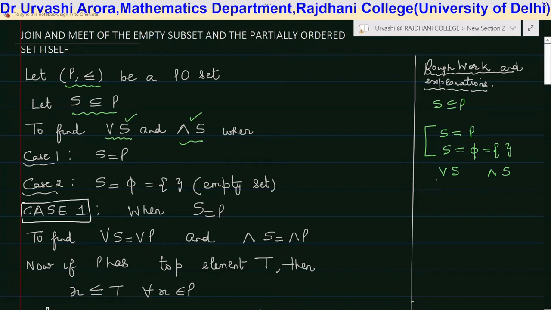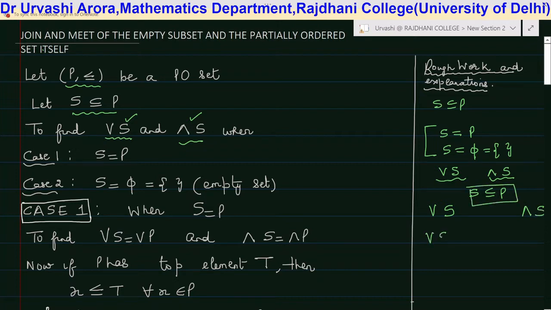So although as far as the definitions of the join of S and meet of S are concerned, where S is any subset of P, these two definitions we have already discussed in my earlier videos. They have been discussed in detail along with the relevant examples. But for the sake of this video, let me just recall these two definitions again. What do we mean by join of S and what do we mean by the meet of S, where S is any subset of P.